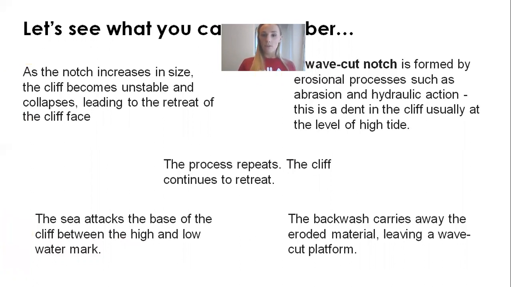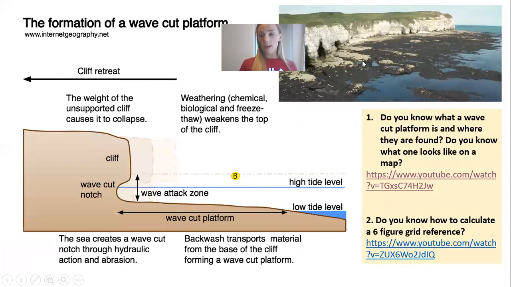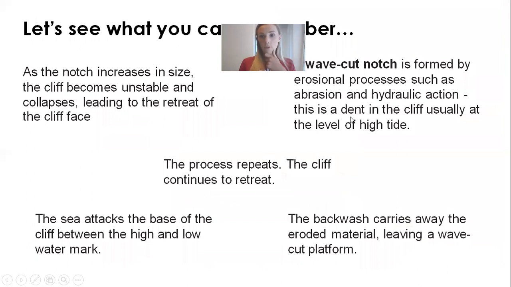The cliff continues to retreat. So if we look at Flamborough Head one more time, what this means is that the width of the headland will become narrower over time due to continued erosion of the base of the cliff. Okay, so these wave cut platforms, they're outcrops of rock extending from a headland. So let's have a look at our OS map.